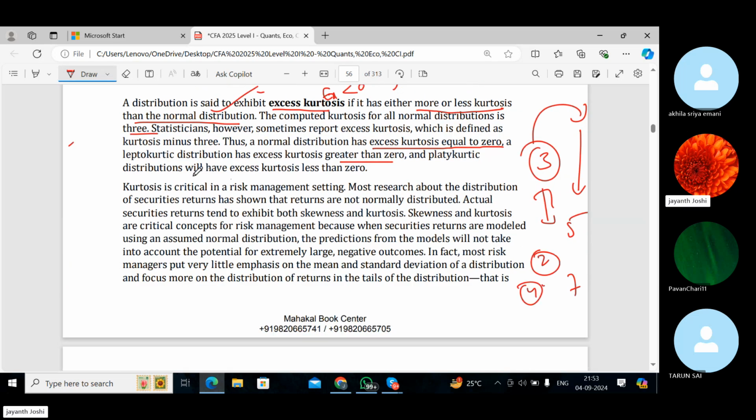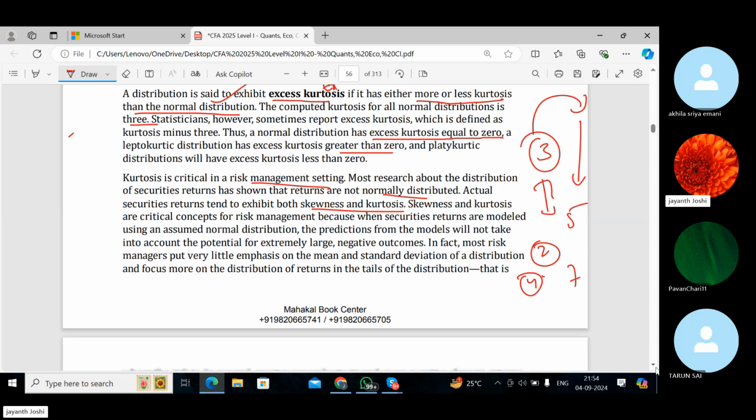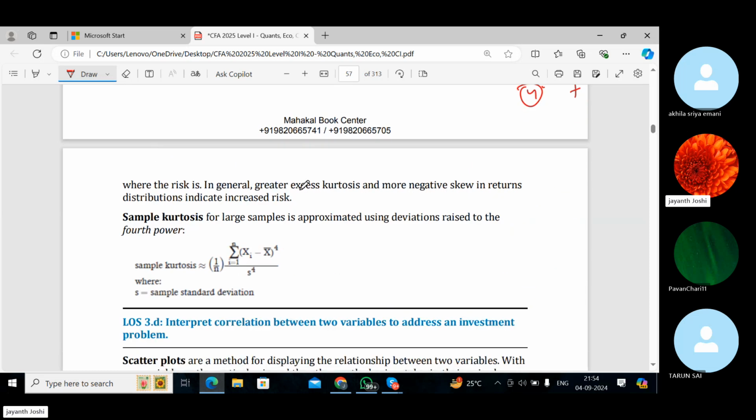So here kurtosis is critical in a risk management setting. Most research on the distribution of security returns has assumed that returns are normally distributed. Actual security returns tend to exhibit both skewness and kurtosis. And here you can see the conclusion point. In general, greater excess kurtosis and more negative skew in the returns distribution indicate excess risk or increased risk.